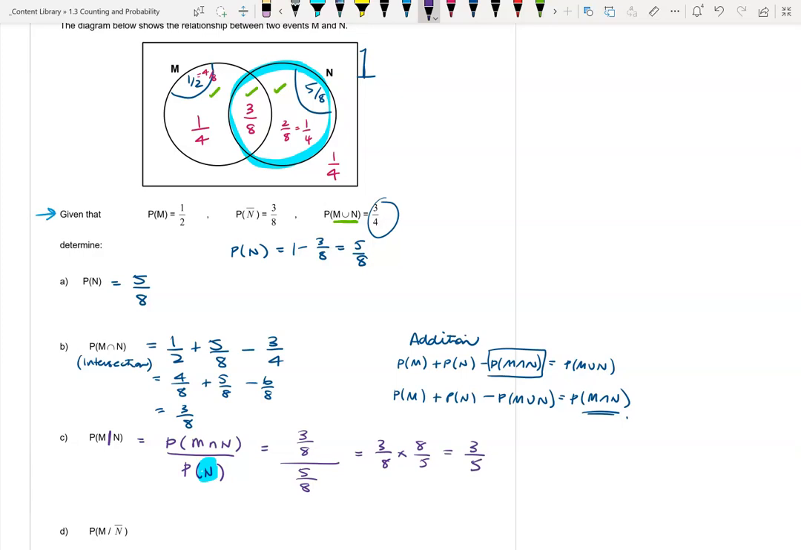So we can use the formula or we can look at the diagram. So now what I'd like you to do is pause the video and have a go at the next conditional probability. What's the probability of event M given not N?